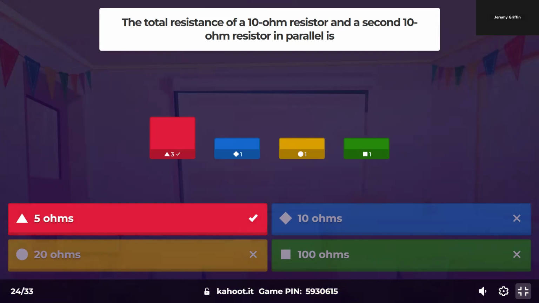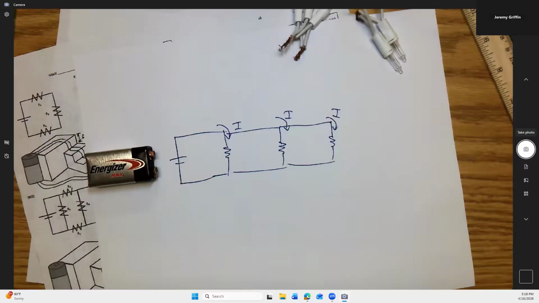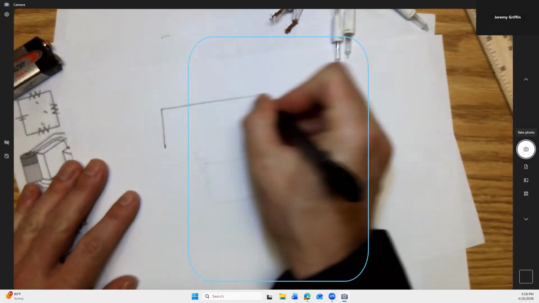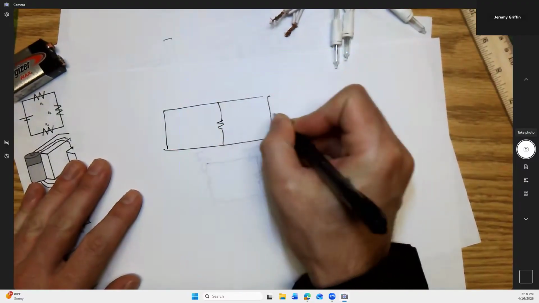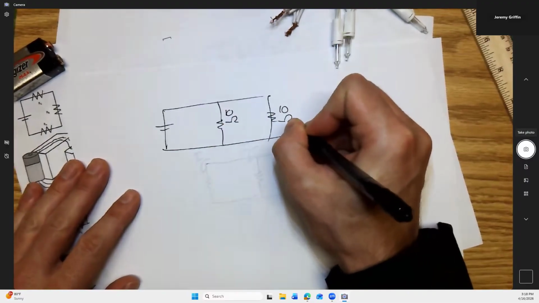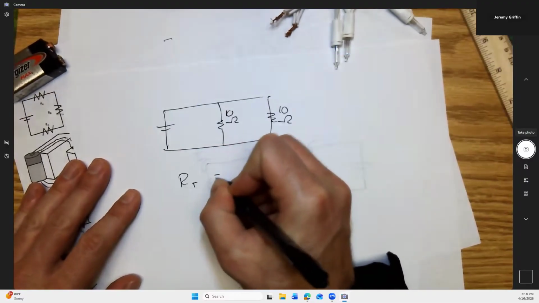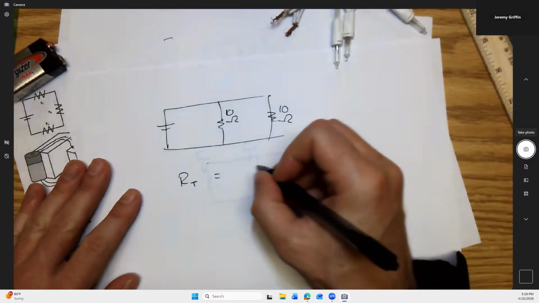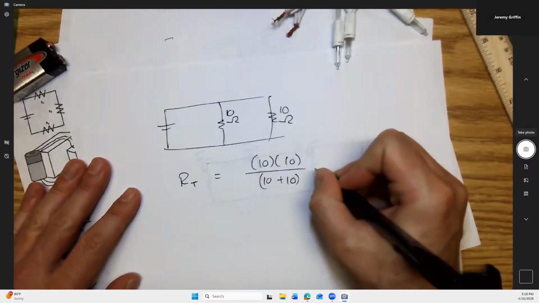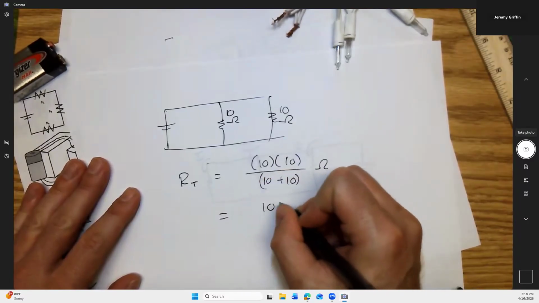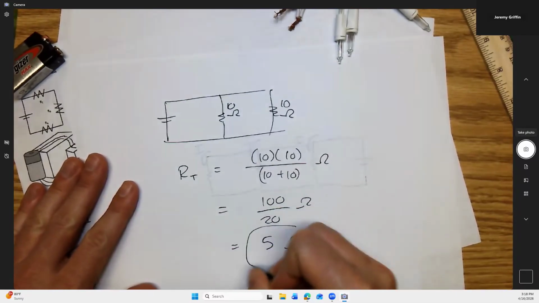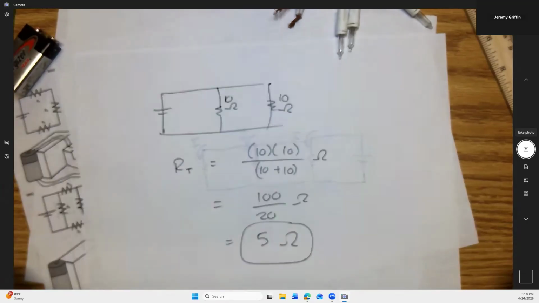Okay, 5 ohms. Let me show you guys how to work this out. So we're doing 10 and 10 in parallel. Here I have 10 ohms, and here I have 10 ohms. Isn't the total resistance, I can do product over sum, right? That's one way to do it. So let's do 10 times 10 over 10 plus 10. This is ohms. Is that 100 over 20 ohms? It's 5 ohms. You guys got 5 ohms, right?